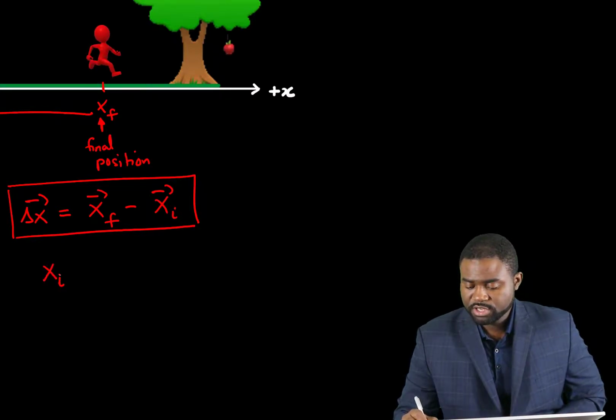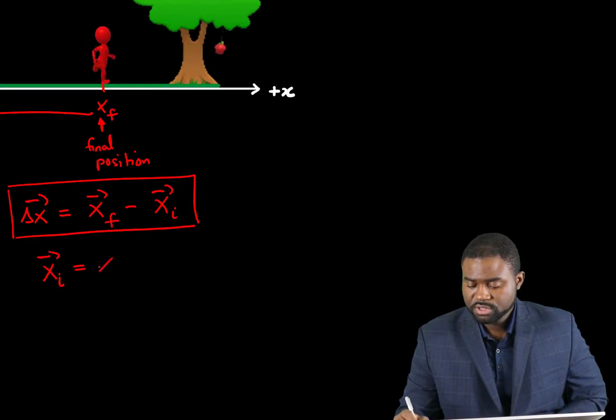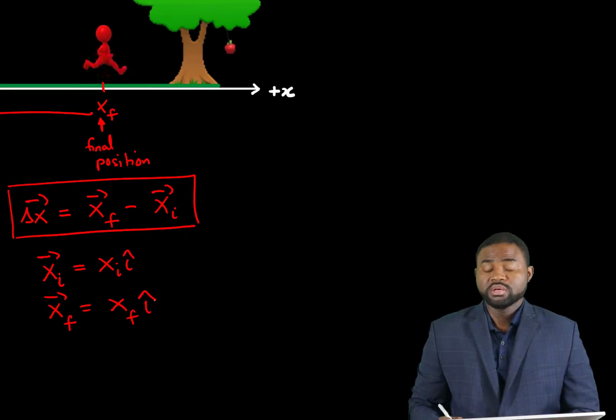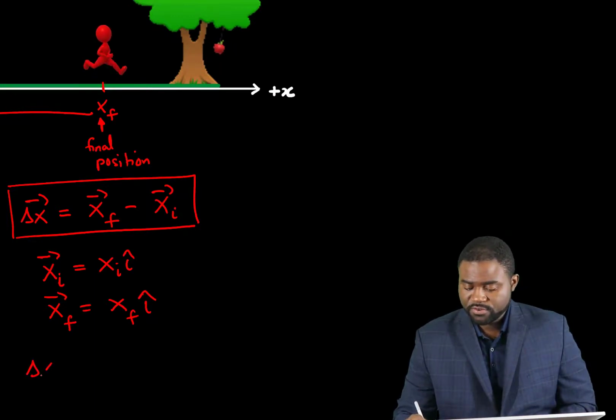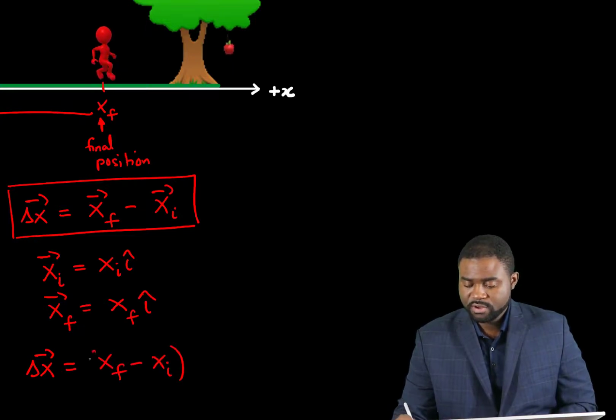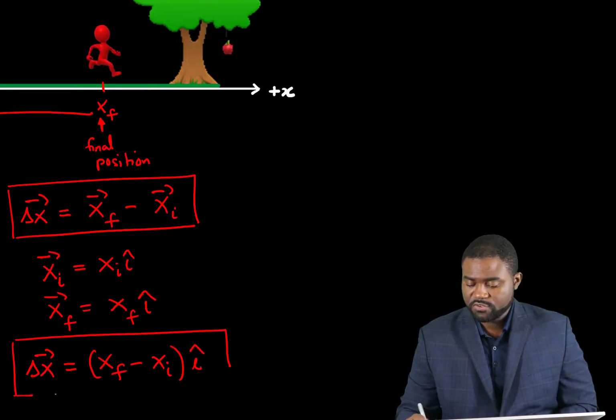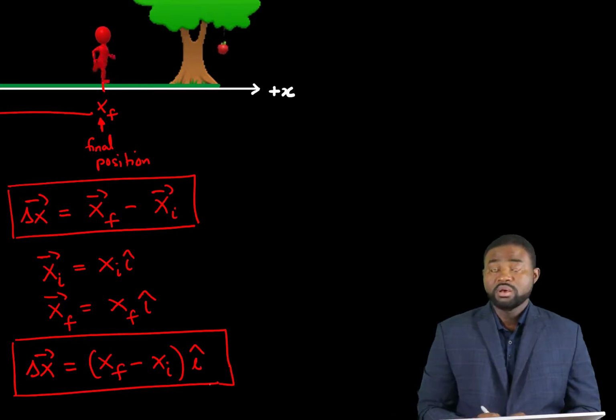Recall that his initial position vector is just going to be xi i hat. His final position vector is just xf i hat. This would mean that his displacement vector is going to be xf minus xi multiplied by i hat. This is his displacement along the x direction.